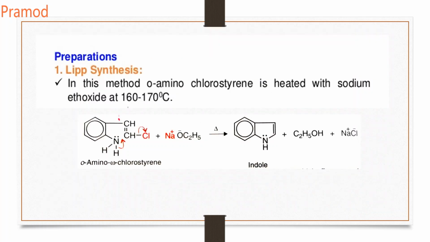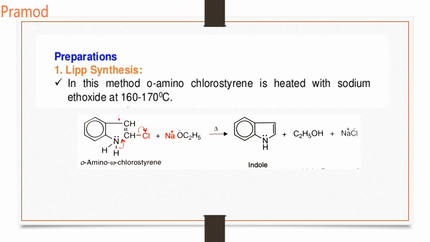So now let's go to the preparation. The first preparation is the Lipp synthesis. What is this synthesis? You take an ortho amino chlorostyrene. What is styrene? It is a benzene with a vinylic group. One of the hydrogens on the terminal carbon of the alkene is replaced by chlorine. That's why it is called ortho amino chlorostyrene.